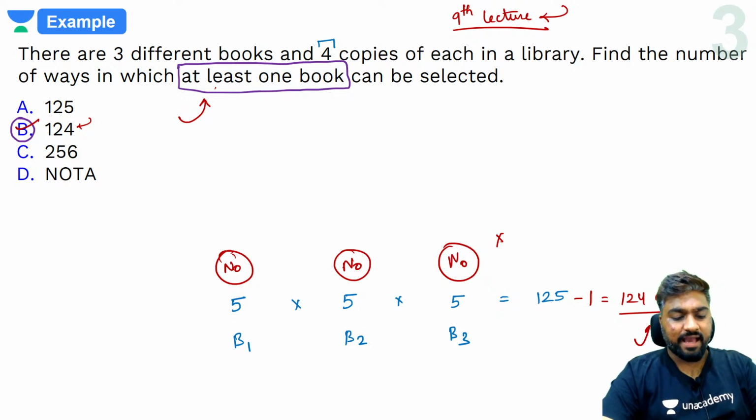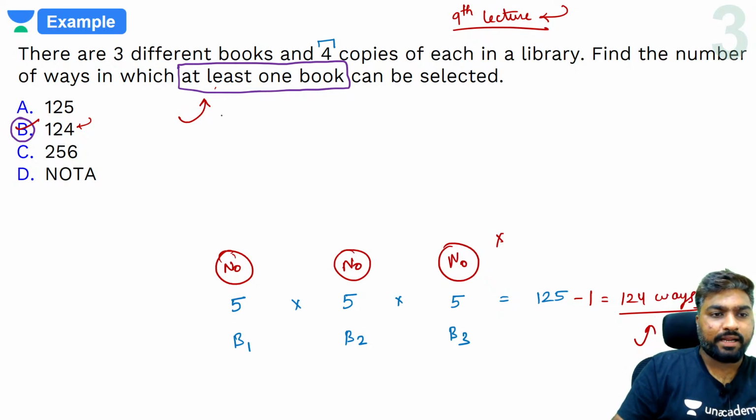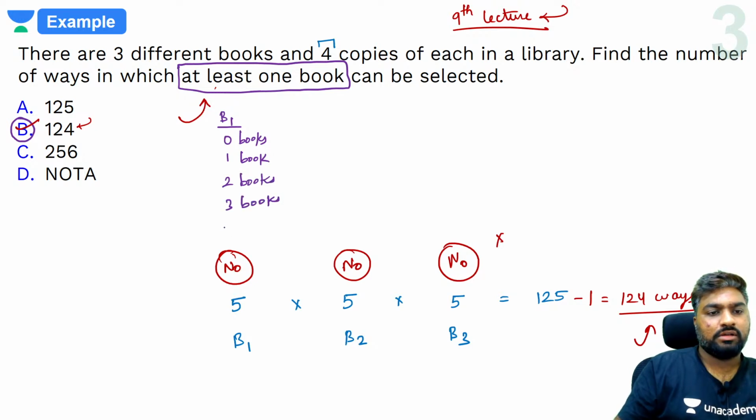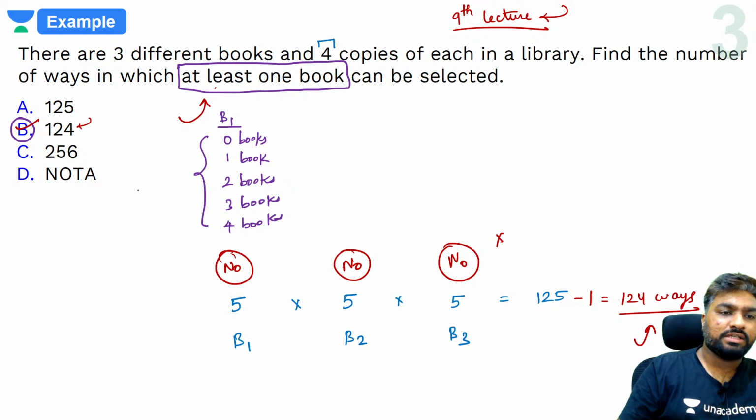How did we get 5? Okay, book type A. Let's say this is book 1, right? From book 1 I can either select 0 books, 1 book, 2 books, 3 books, or 4 books. Sorry, 4 here. So how many ways do we have here? In how many ways can we do this? 5 ways.